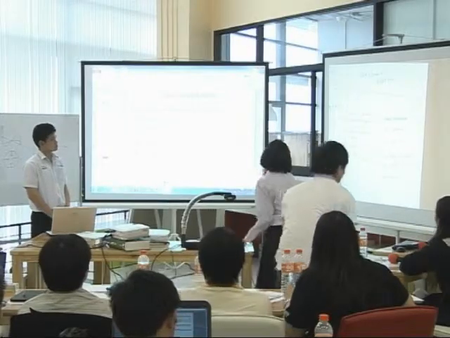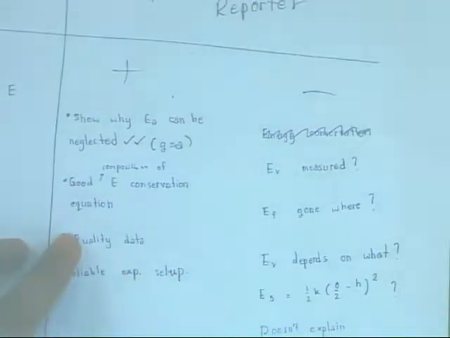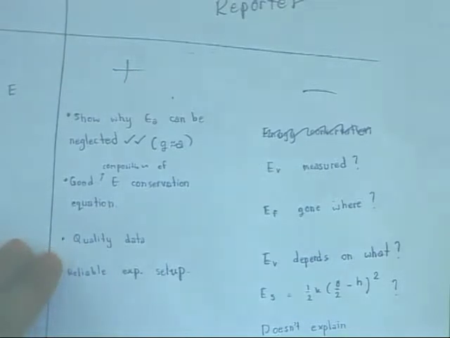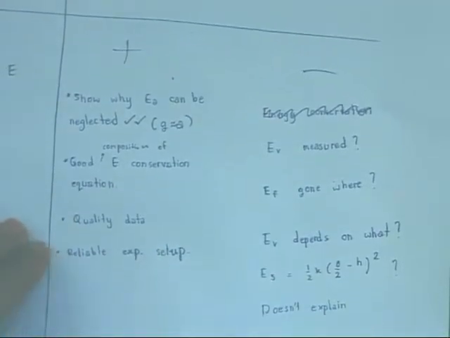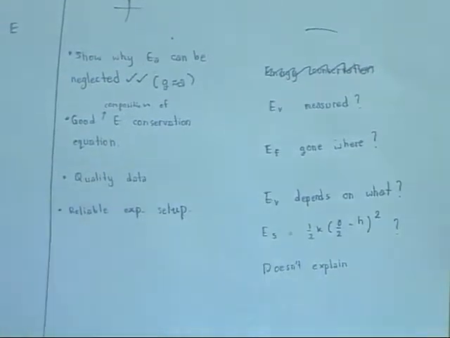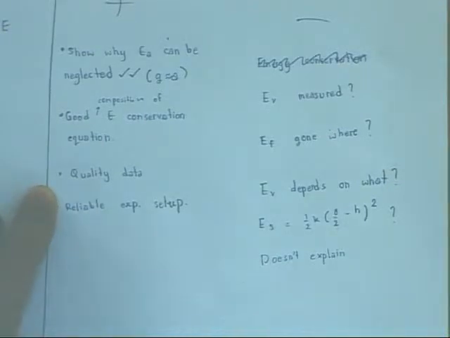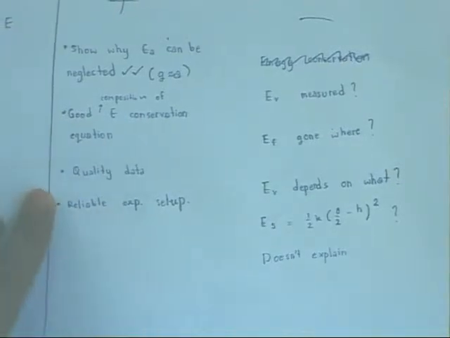Why the air drag can be neglected by showing that the acceleration is similar to that of the Earth's gravity, and you have a good composition of your energy conservation equation. Your experiment setup is reliable because you use the letting go method, I think it's more believable than using a finger. And your data, you said you did it many times, which is good quality.